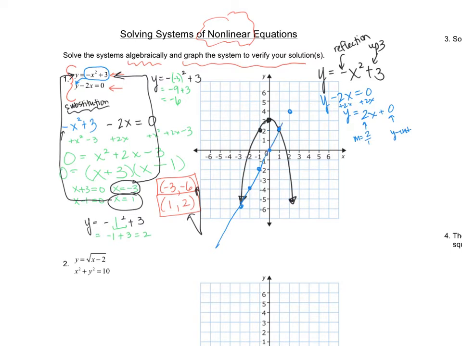So my graph isn't too bad, freehand. It looks like they meet at this point and also at this point, and I can identify the coordinates. This one looks like 1, 2, and this one looks like negative 3. It's kind of hard to tell, but looking back at my algebra, that should have been negative 3, negative 6. So maybe just a little bit lower on that one.